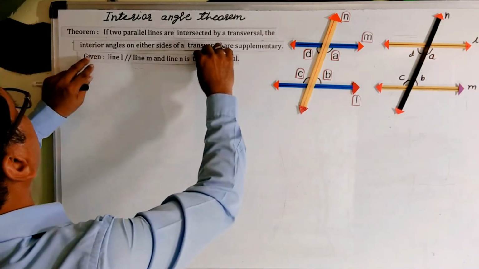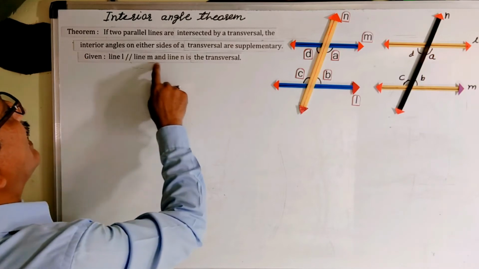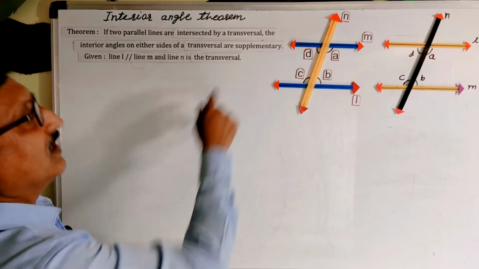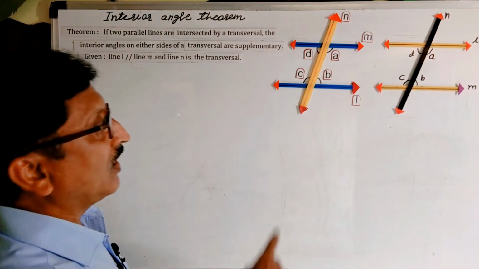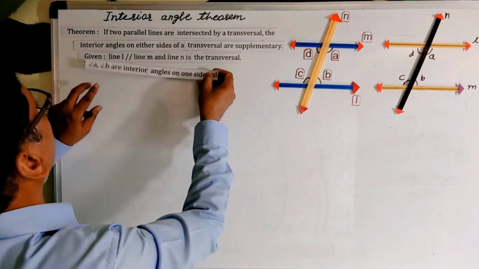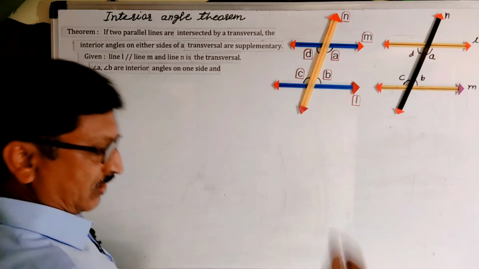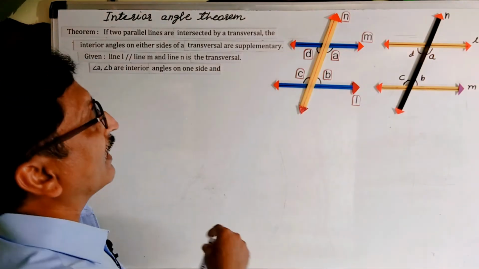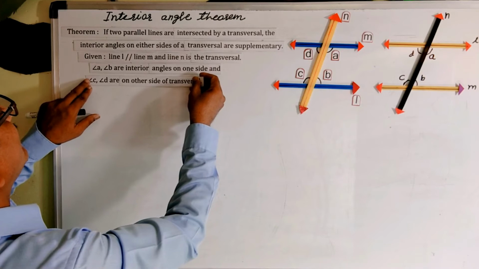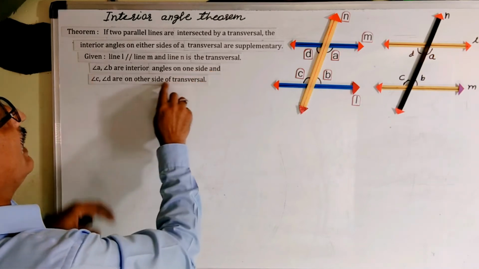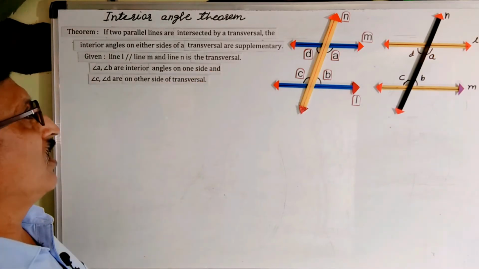What is our given then? Given is that lines L and M are parallel and line N is a transversal, as well as we have taken two angles here. Which ones? A and B are interior angles on one side, toward the right hand side, and another pair, angles C and D, are on the other side of the transversal. That means you have taken all these things.